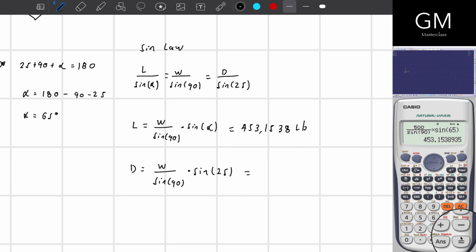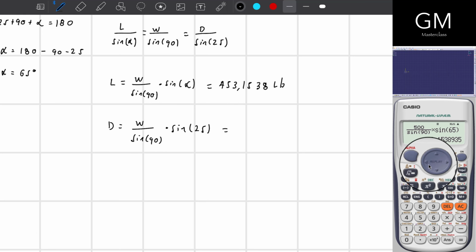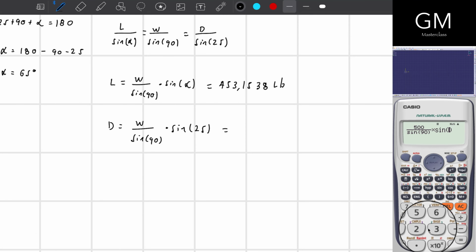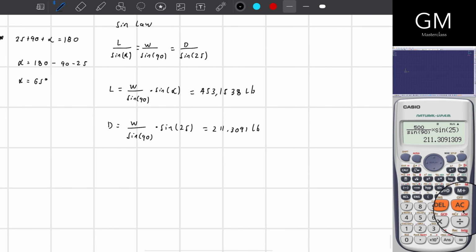Now I do care about the unit system. And the drag is equal, but changing this for 25. 211.3091 ounces. Right? We have the answers.